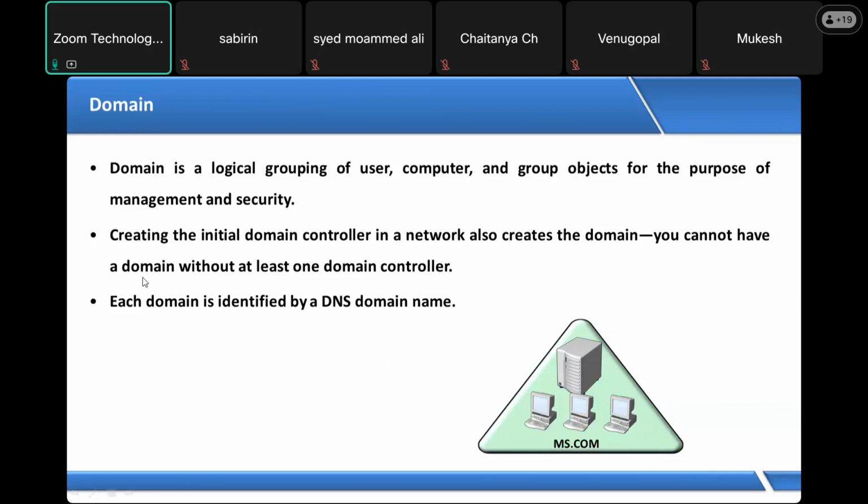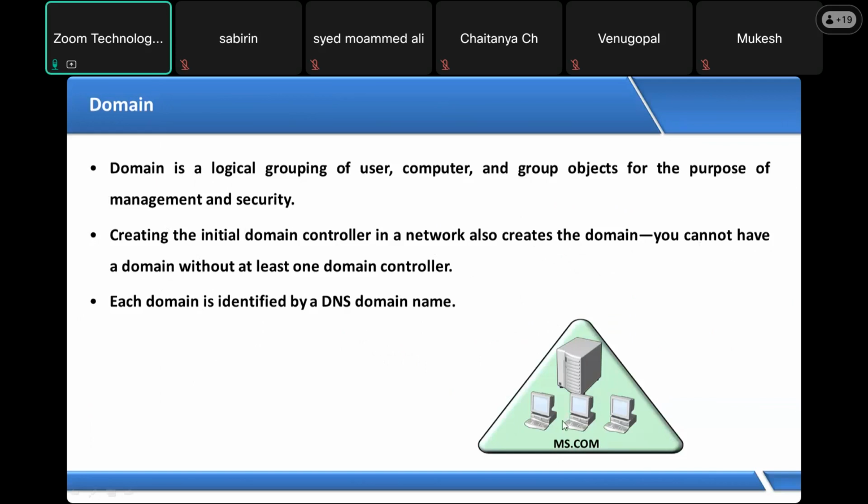Domain is a name. So domain is a logical boundary. To that logical boundary, which we can't see, we give one name. That is called the domain name. While creating the domain controller, the domain gets created. While configuring it, we have to give some name to the domain. That name becomes the DNS name or domain name. So you cannot have a domain controller without a domain, and you cannot have a domain without a domain controller.